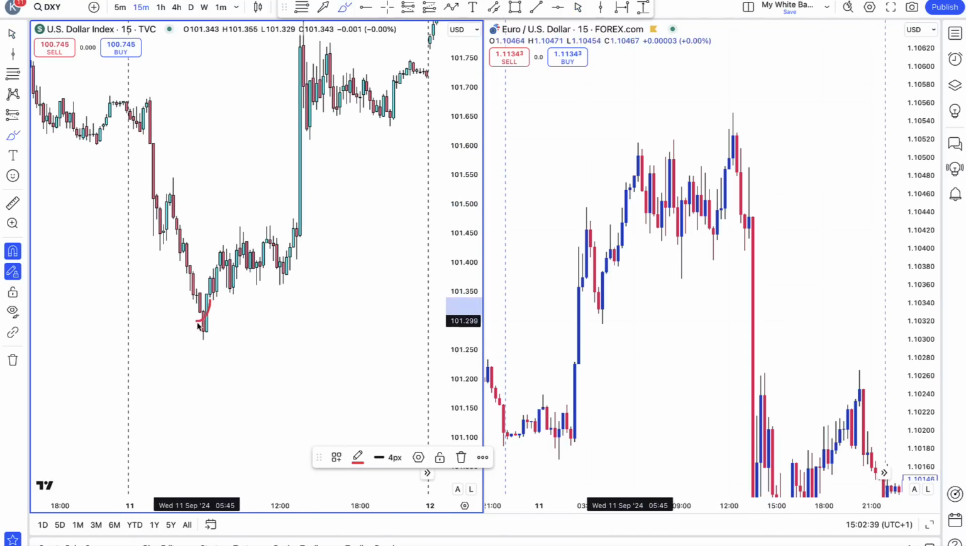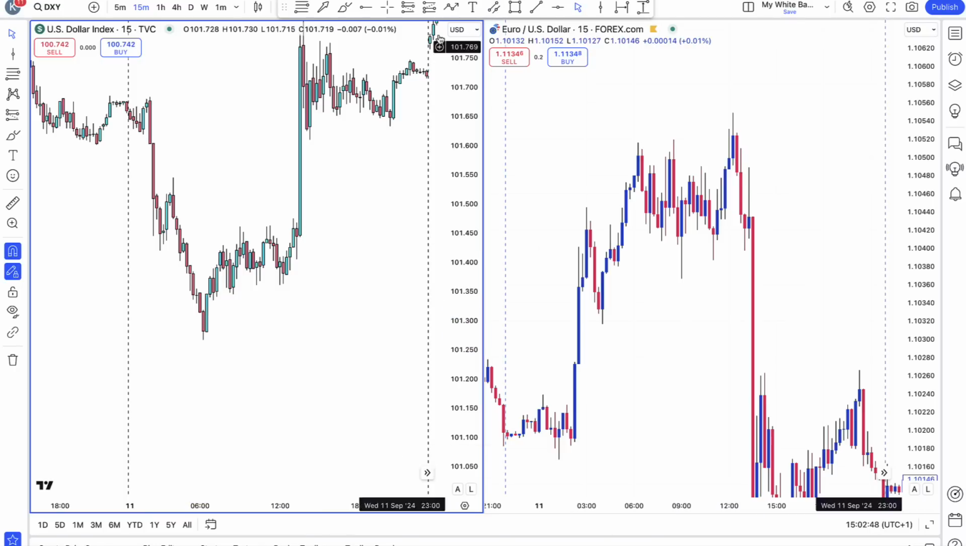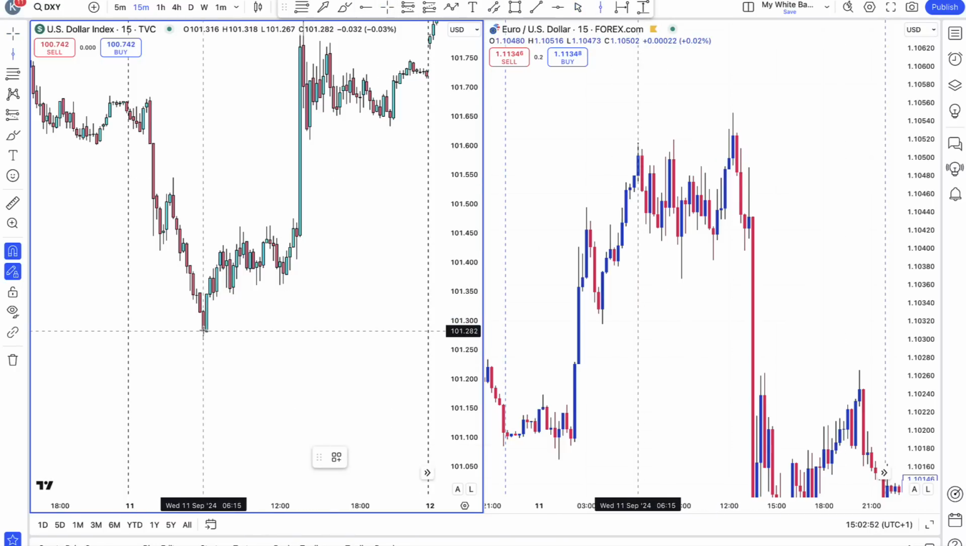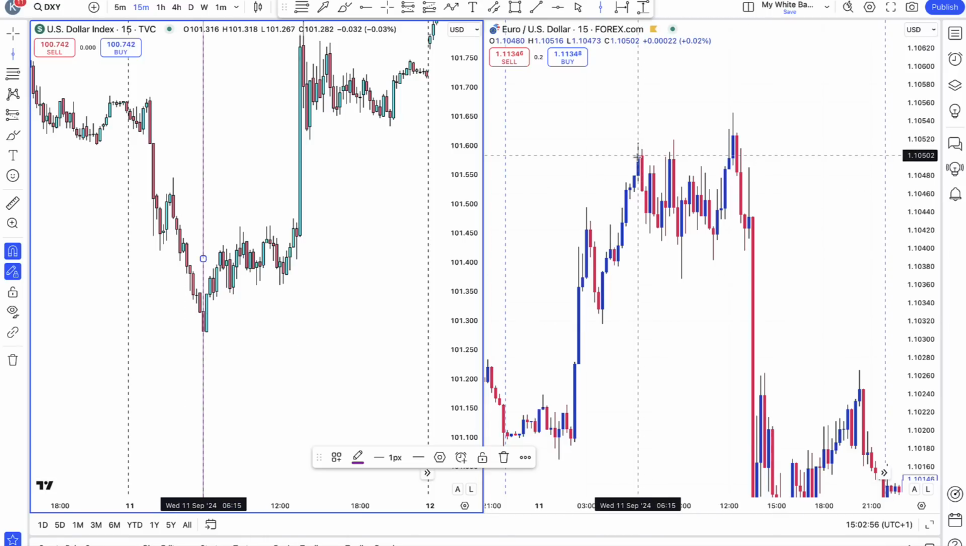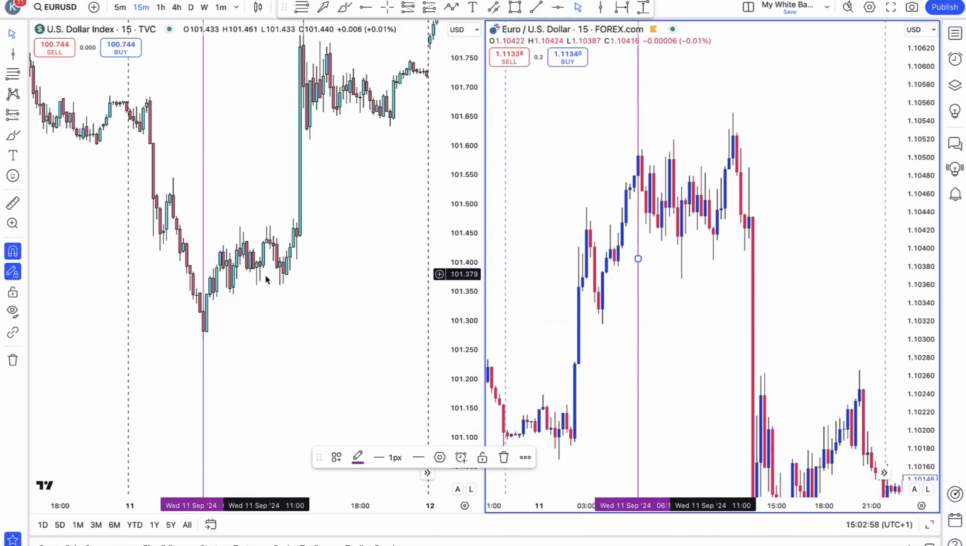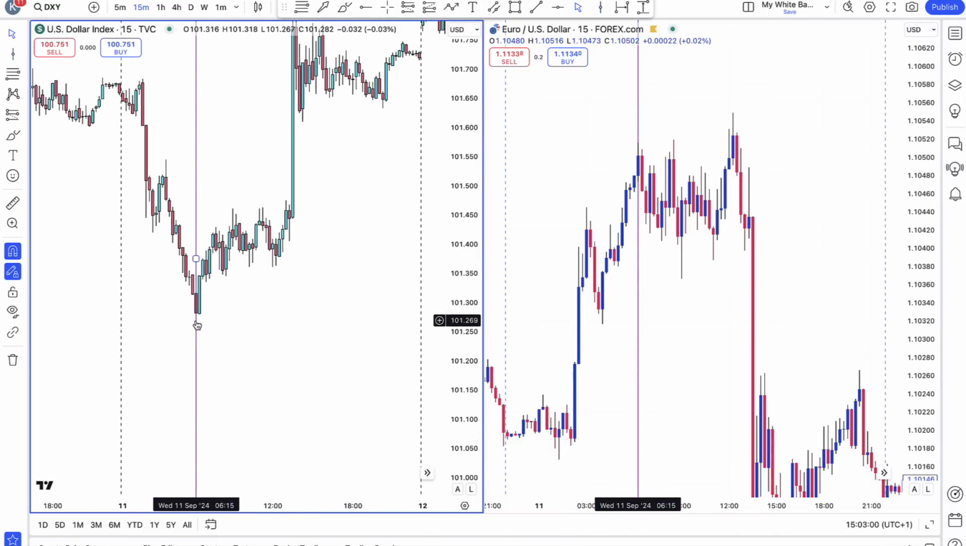Price created a low at what time of the day? Let's put it correctly so that you can see this. This is just an example of how to take the entry. It was around 6:15. That was the low of the day. So let's mark out 6:15 here. This was 6:15, the low of the day.